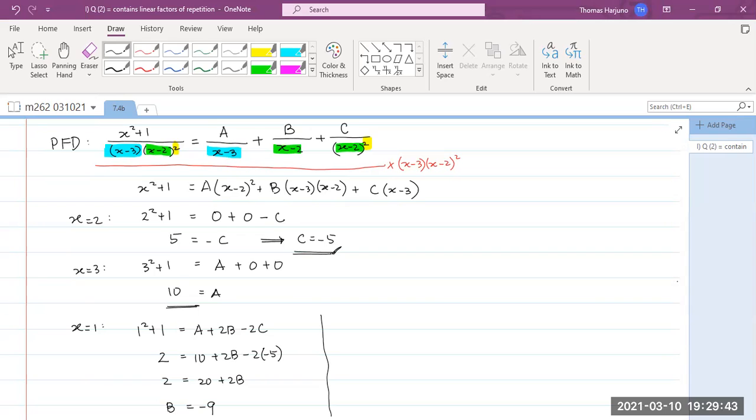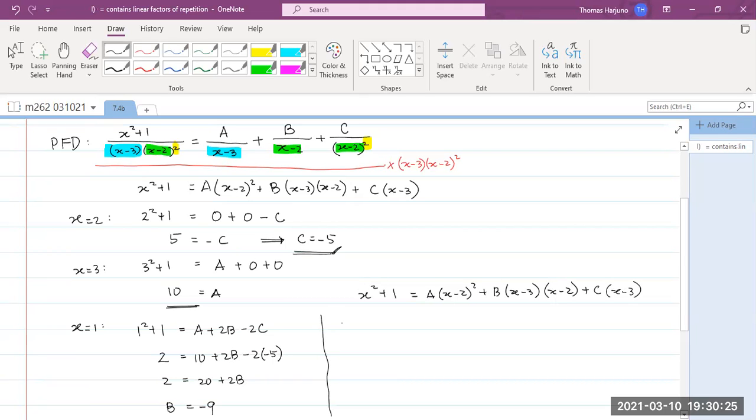You can choose x equals 0 also. Don't get me wrong, you can choose x equals 0, but I'm trying to explain that we can do it another way. If you look into that polynomial, x squared plus 1 equals a times (x minus 2) squared plus b times (x minus 3)(x minus 2) plus c times (x minus 3).